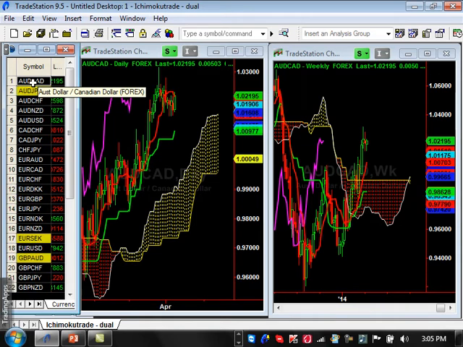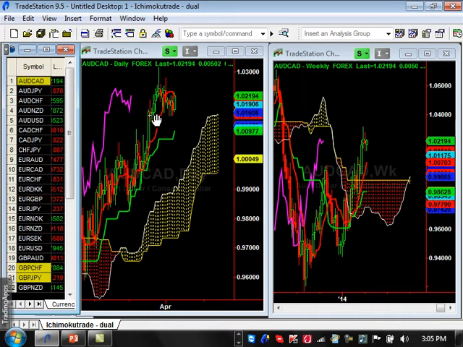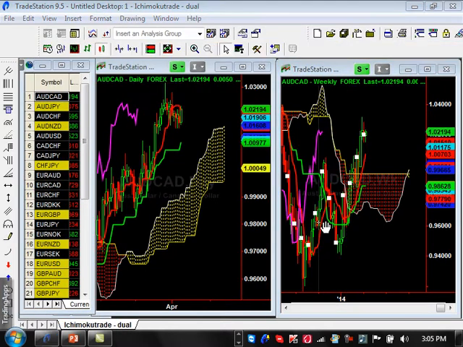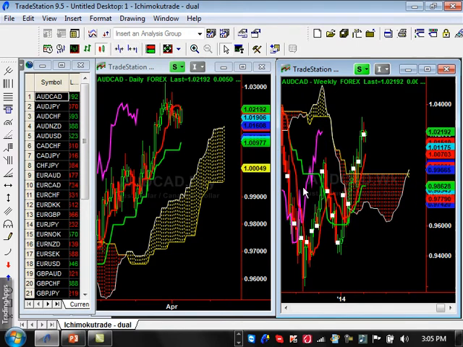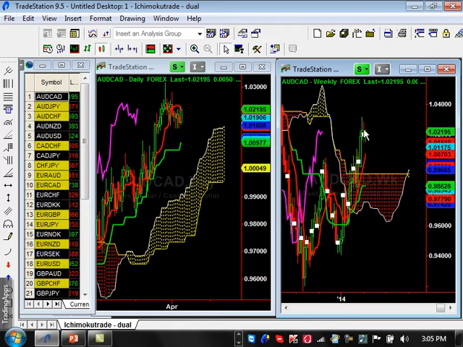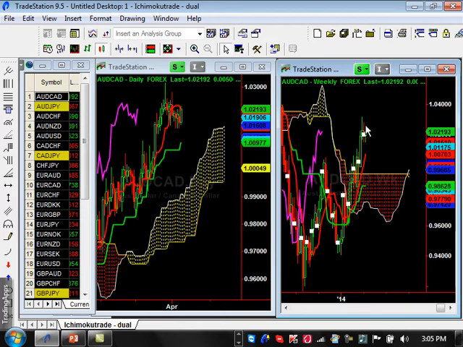So if you look at Australian CAD, it looks like a bullish trend here on the daily, but you could see here, all this is a major consolidation pattern on the weekly time frame. It's an ugly consolidation pattern, but all it is is a consolidation pattern. Now, this has gone bullish because it came above the cloud, so this could be an upward movement to the top of the range.